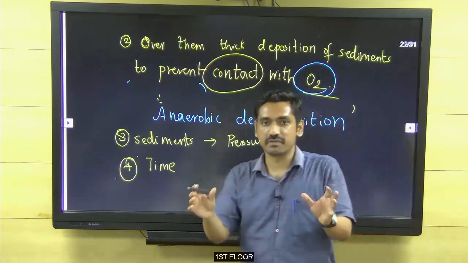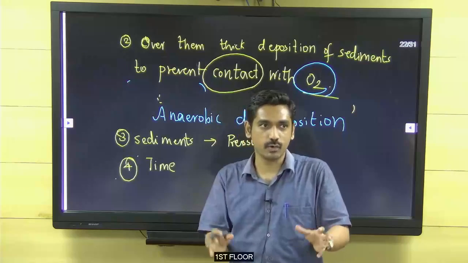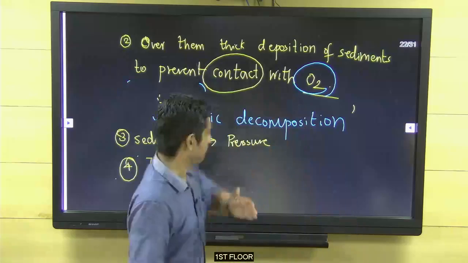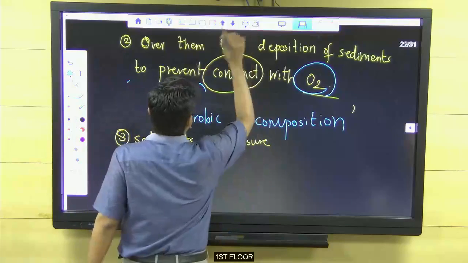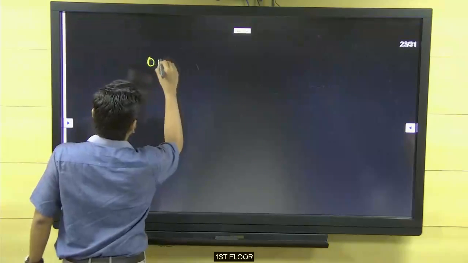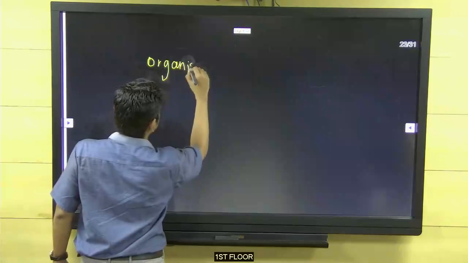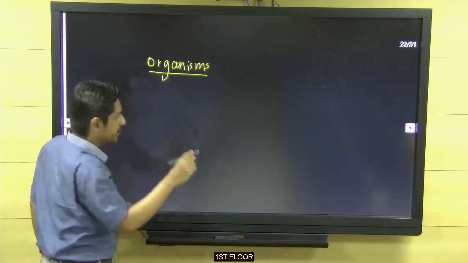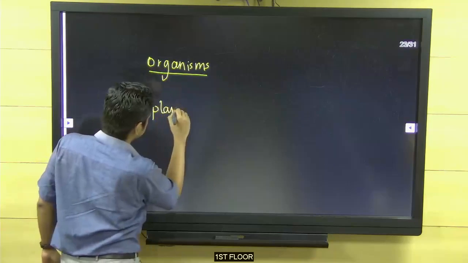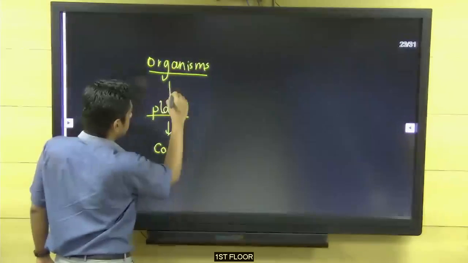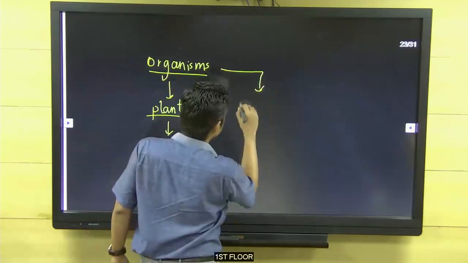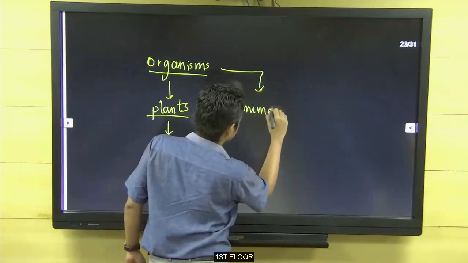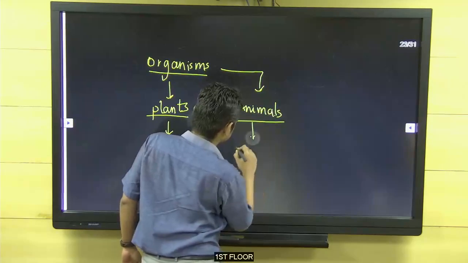Now let's get the difference between coal and oil. What is coal? When do you get coal? When do you get oil and natural gas? Simple. See, if the dead organisms are predominantly plants, you will get coal. If the dead organisms are predominantly animals, you will get oil and natural gas.